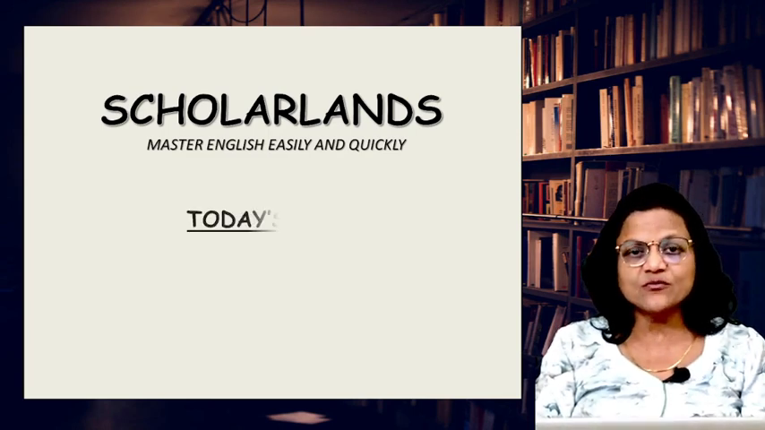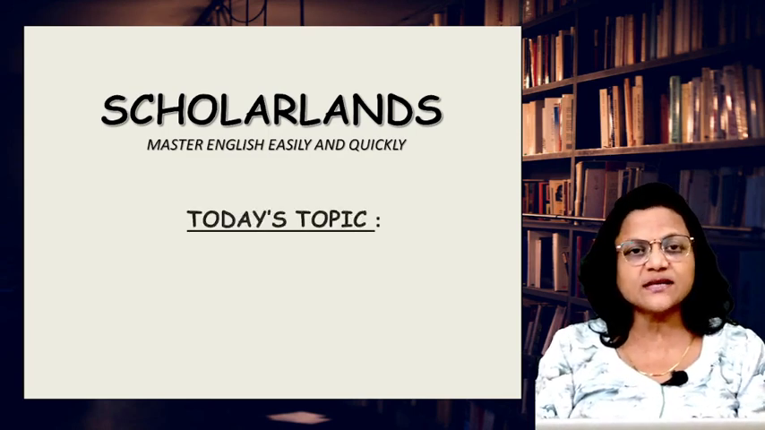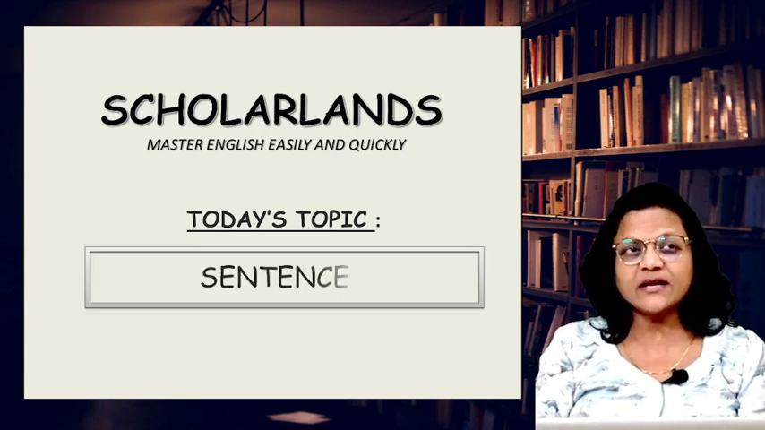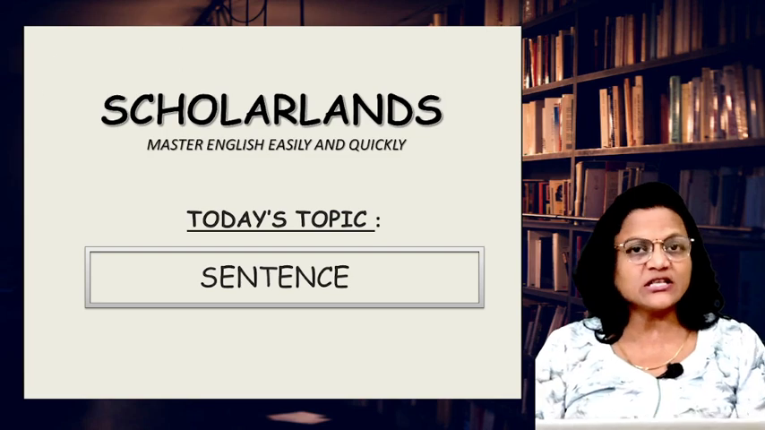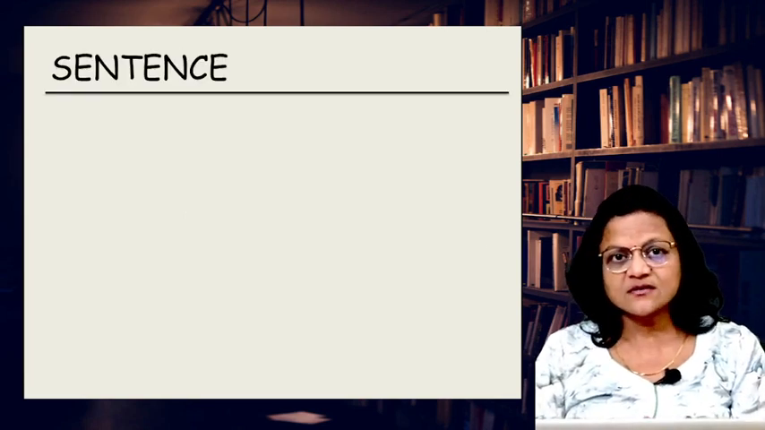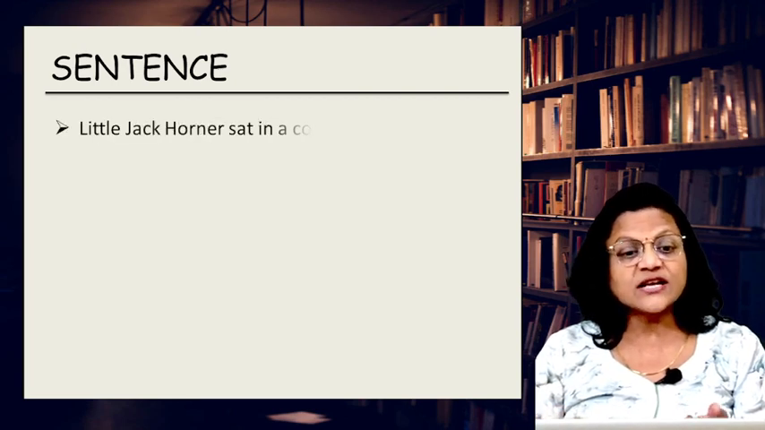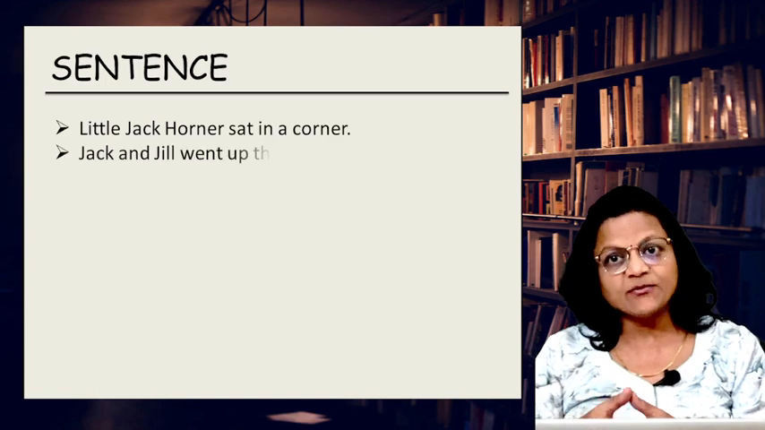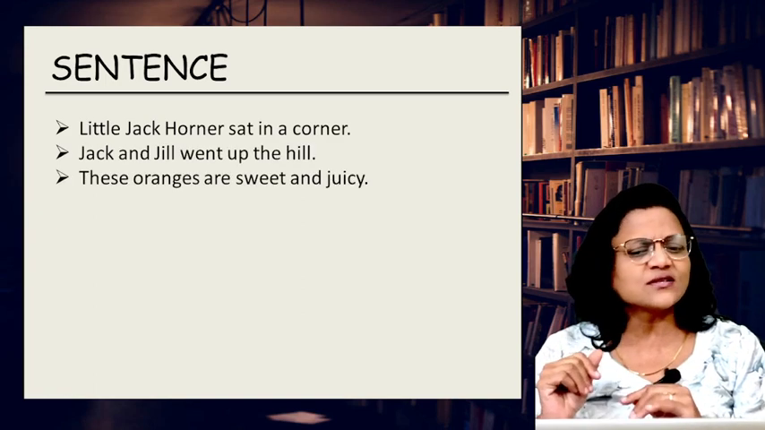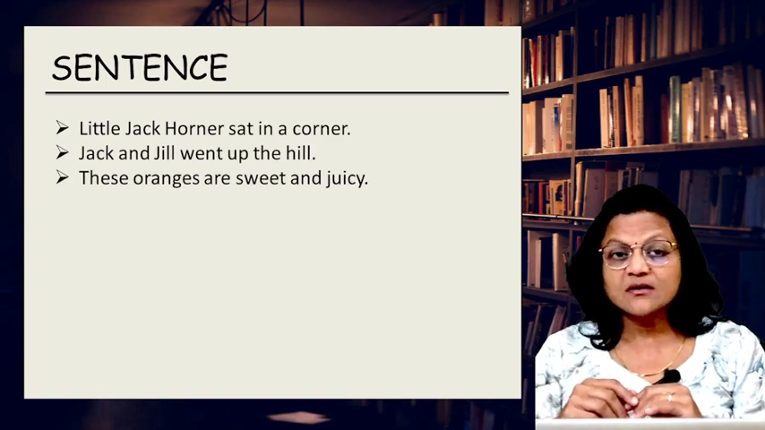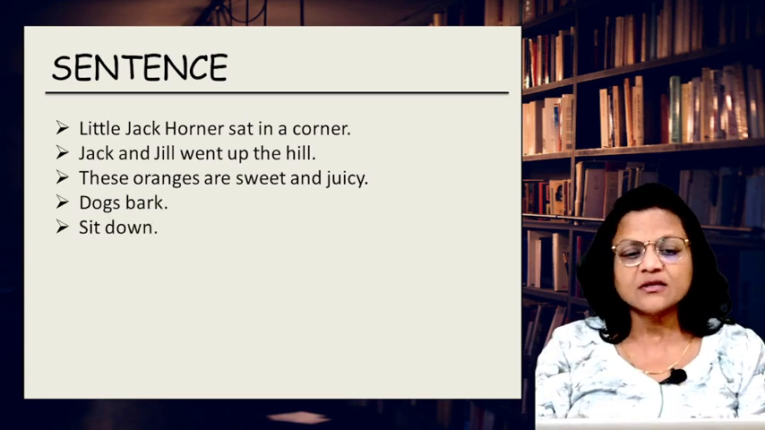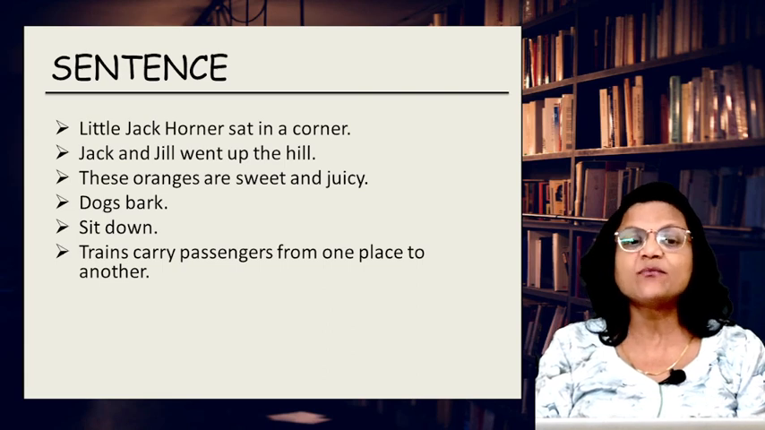Today in this video, we will be learning about the most basic concept of English grammar. Well, like any other language, even in the English language, we do use words. And we use these words in groups, such as: Little Jack Horner sat in a corner; Jack and Jill went up the hill; these oranges are sweet and juicy; dogs bark; sit down; or trains carry passengers from one place to another.